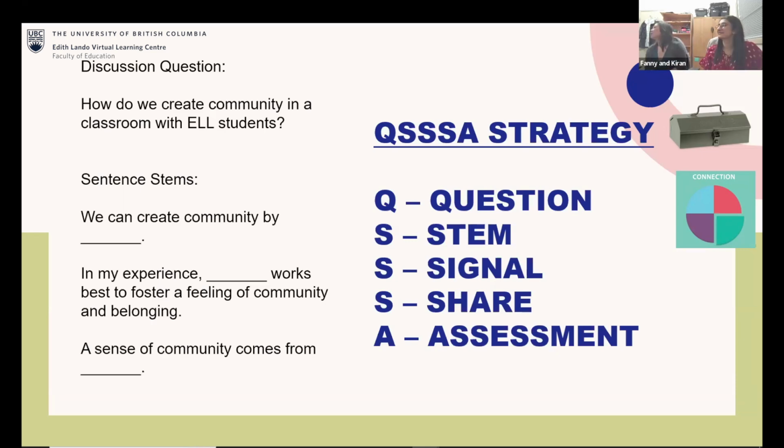Thank you. We can create community by teacher and class learning greetings in different languages. Yeah, that's beautiful. Yeah, I can see this. In my experience, shared experiences like field trips, cultural events, or special activities or clubs work best to foster a feeling of community and belonging. Yeah, also very beautiful. Getting out of the classroom space and connecting.